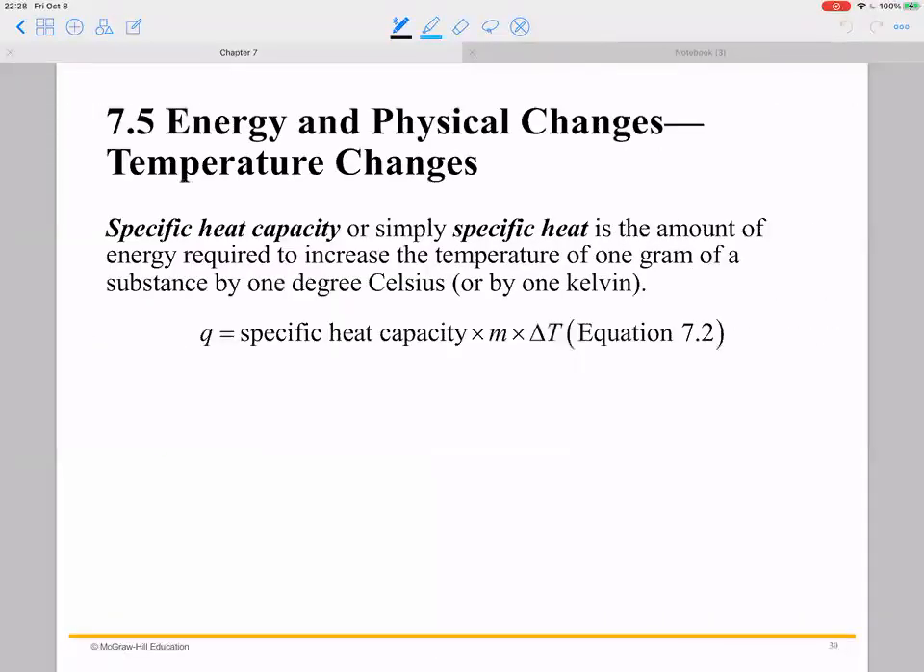Okay, specific heat is defined as the amount of energy required to increase the temperature of 1 gram of a substance by 1 degree Celsius. Okay, so let's say I have a gram of water. How much energy is required to raise its temperature by 1 degree Celsius? And the reason why that's going to be a useful quantity is because then, let's say that I had 10 grams of water. Well, that will require just 10 times more energy. Or if I have 1 gram of water and I want to raise it by 10 degrees Celsius, that would again just be 10 times as much energy.